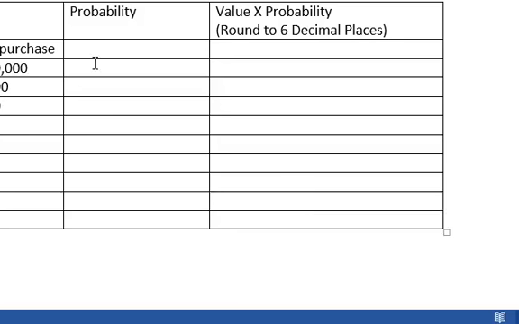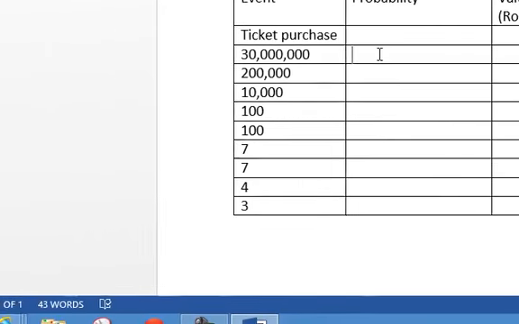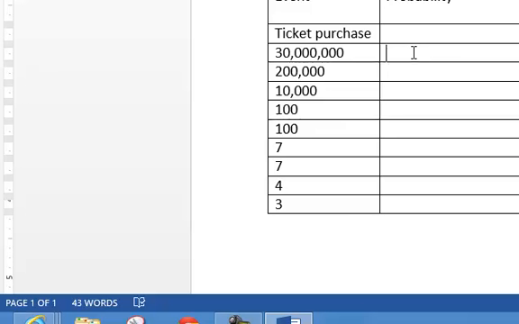Okay, the ticket purchase. First of all, I'm going to go ahead and write these items in here first. The $30,000 prize, it uses the word "in." They said the chances of winning this first prize are 1 in 195,249,054 chances.